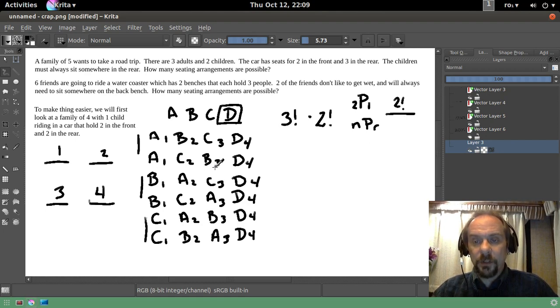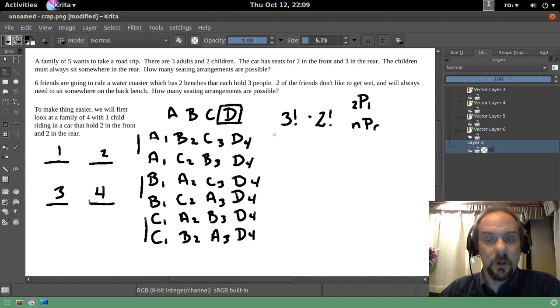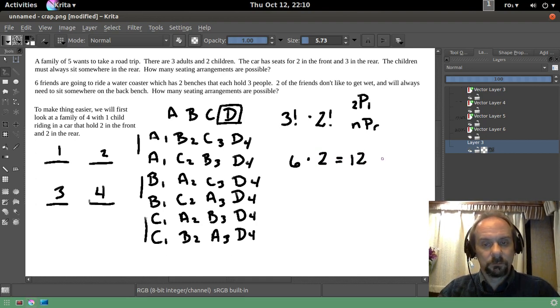Once we've dealt then with the children, we can simply add in the adults, and we get 3 factorial, which is 6, times 2 factorial, which gives us 12.